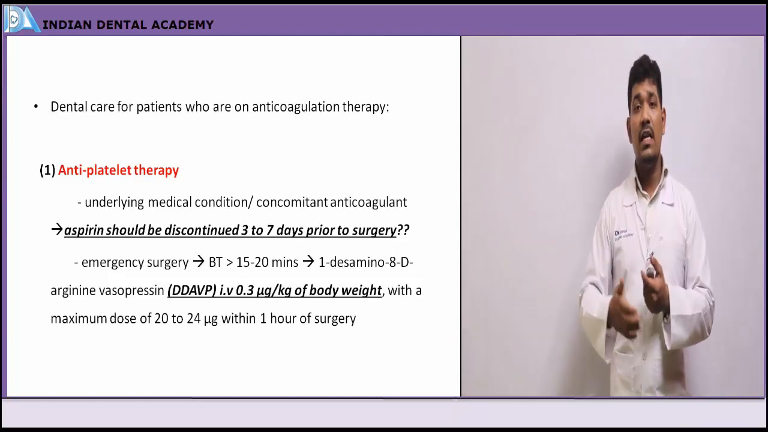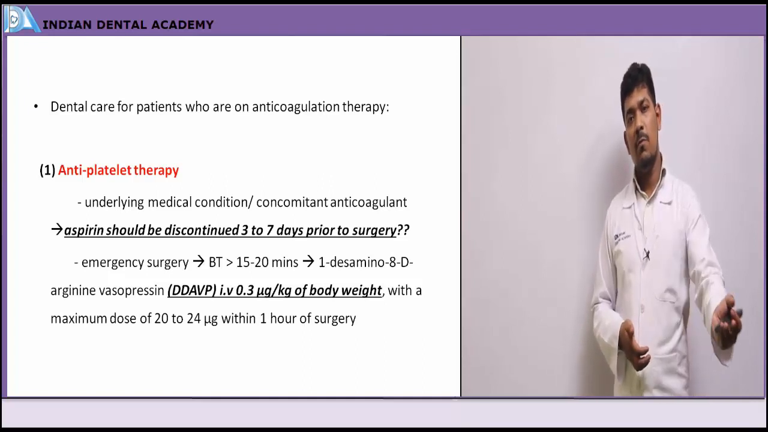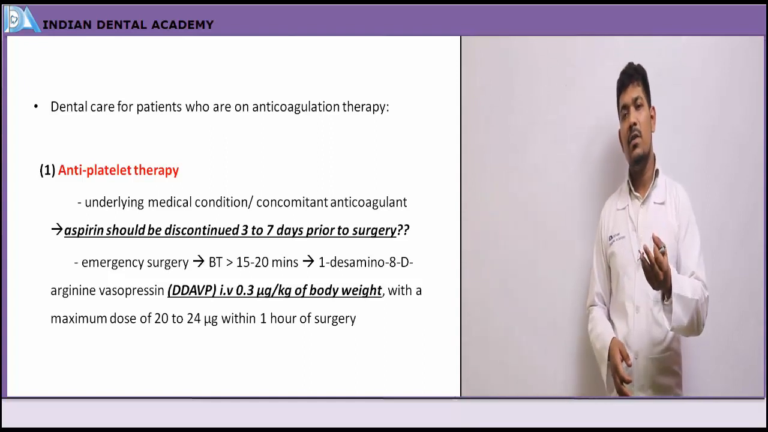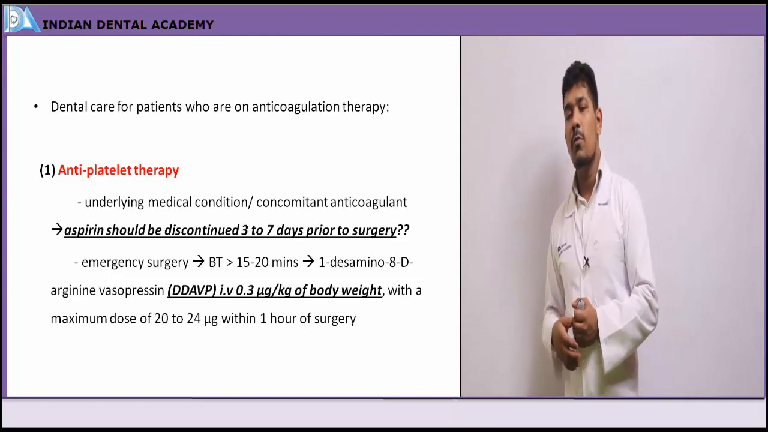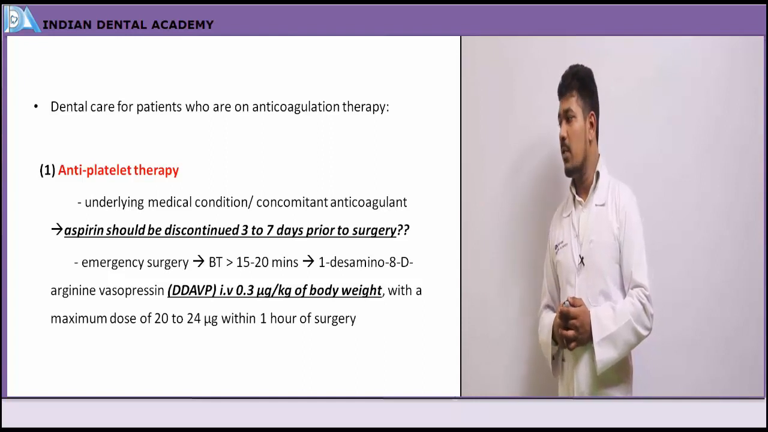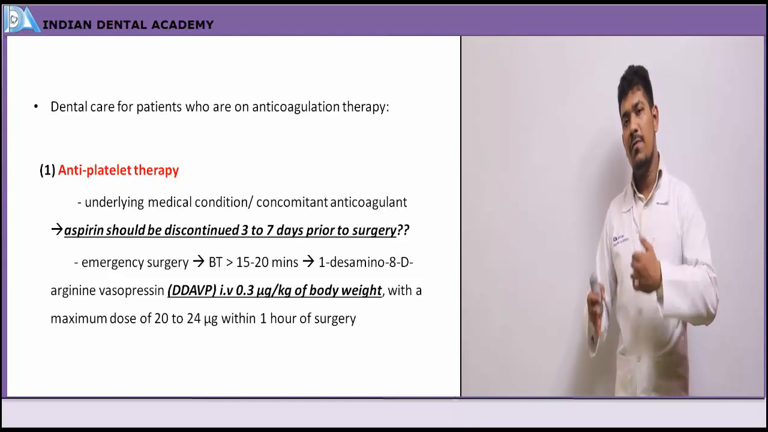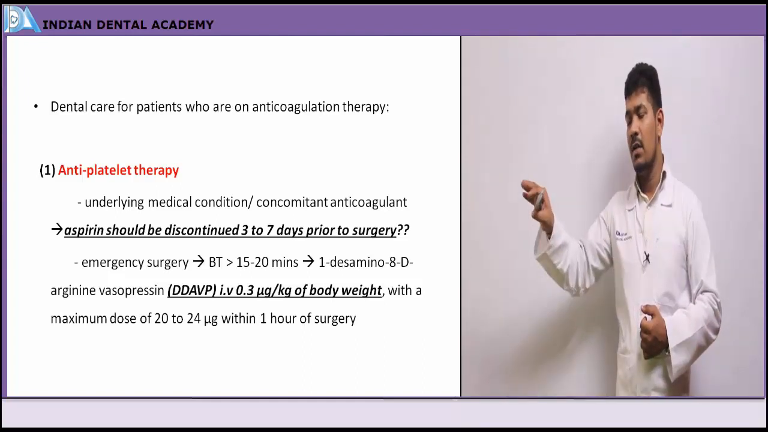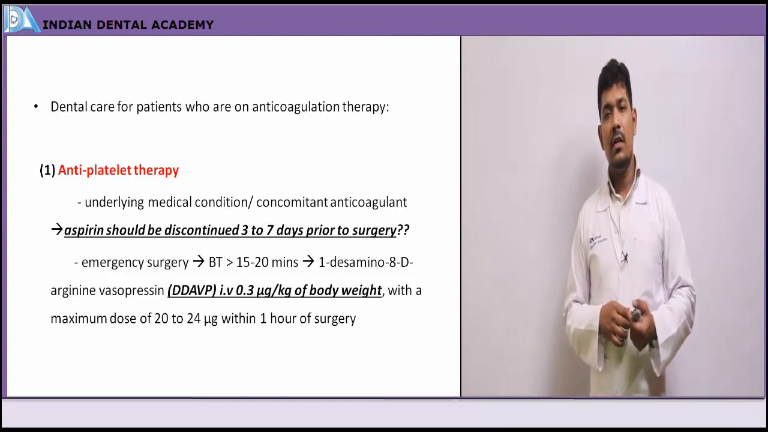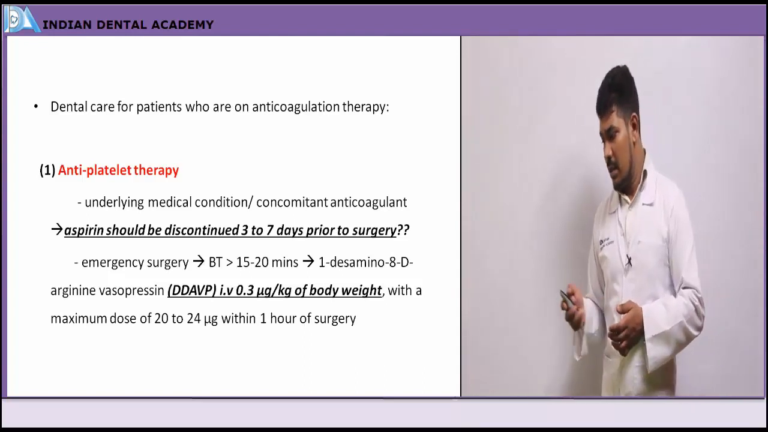In case of an emergency surgery wherein we couldn't have stopped aspirin 1 week prior, especially when the bleeding time is about 15 to 20 minutes, we can always go for DDAVP injections, also known as 1-deamino-8-D-arginine vasopressin. This is given intravenously, and it counteracts the effect of aspirin, thereby decreasing its antiplatelet activity. It has to be given at a dosage of 20 to 24 micrograms at least 1 hour prior to surgery, IV.